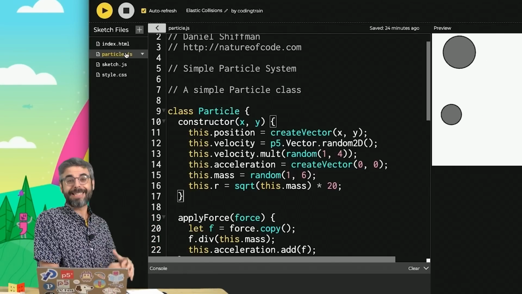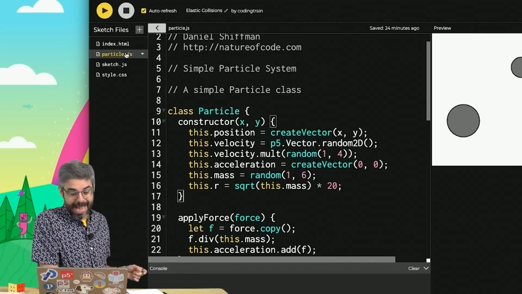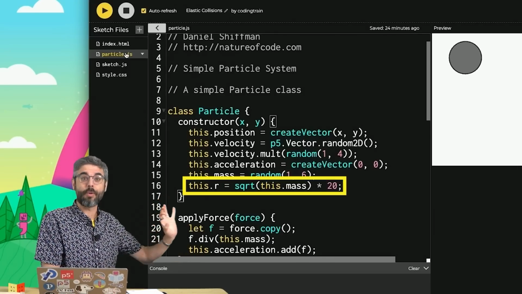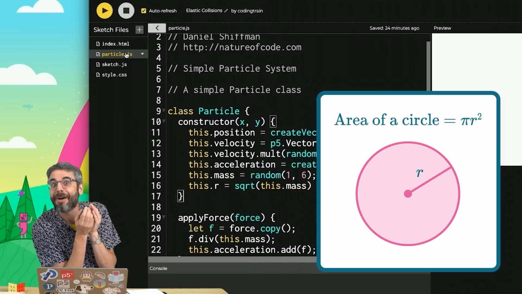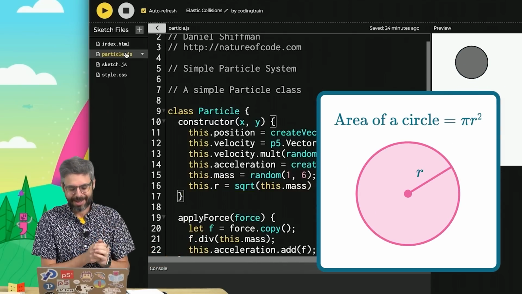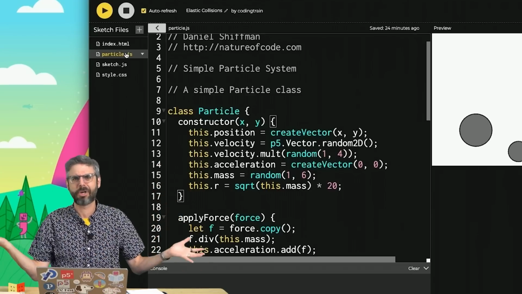Each particle has a mass, which is a random value between 1 and 6, and then I am setting the particle's radius to the square root of that mass, because the area of a circle is pi r squared, and then just scaling it up so that smaller values draw bigger circles.